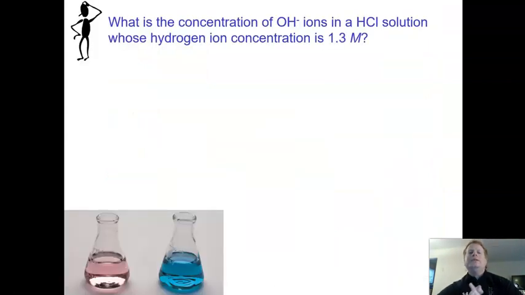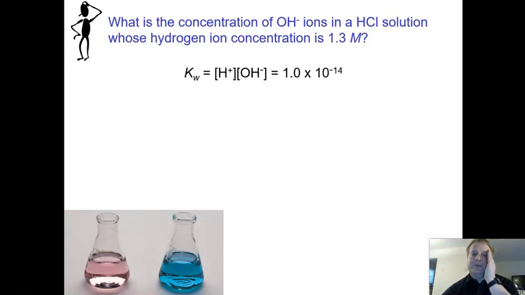Okay, so what is the concentration of hydroxide ions in a hydrochloric acid solution whose hydrogen ion concentration is 1.3 molar? So we do our setup. We know our Kw is the concentration of H+ times the concentration of OH-, and it's equal to 1 times 10 to the negative 14. That's what we established. This number is going to come up a lot. We're going to use this number a lot. So we have the hydrogen ion concentration. We don't have the hydroxide ion concentration.